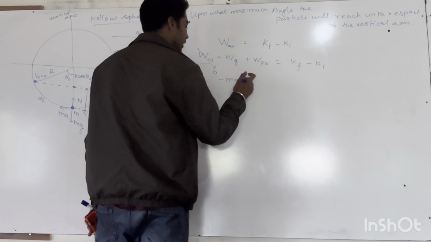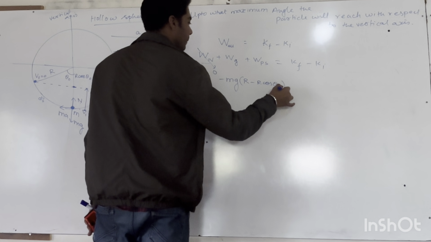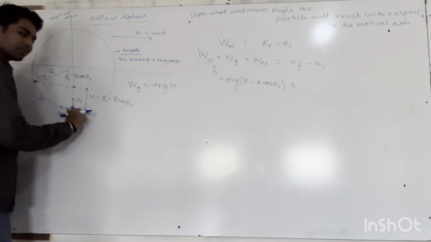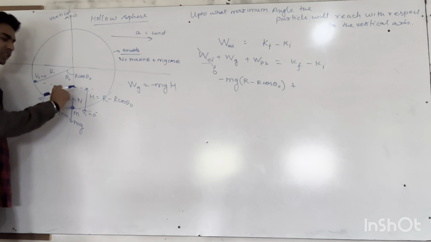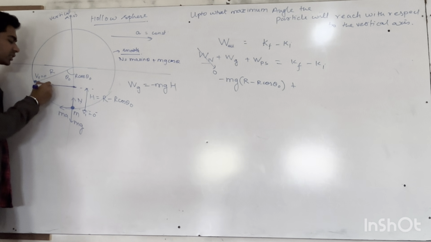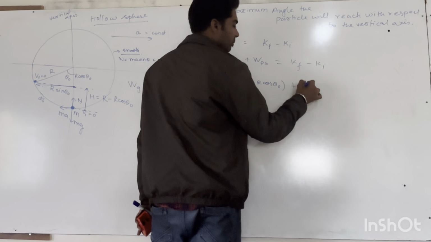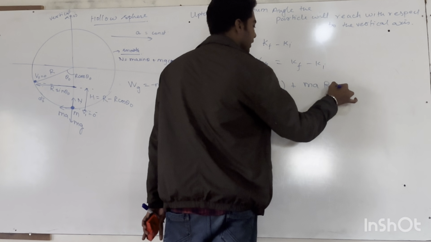So how much is h? H is r minus r cos theta naught plus work done by pseudo force, meaning work done by ma. Work done by ma, which is a constant force, will equal the force into displacement in the direction of force, which is this displacement. How much is this displacement? This displacement is r sin theta naught. So we can write work done by pseudo force as ma into r sin theta naught.